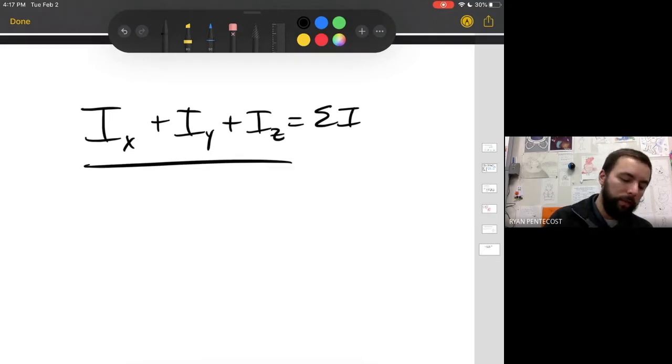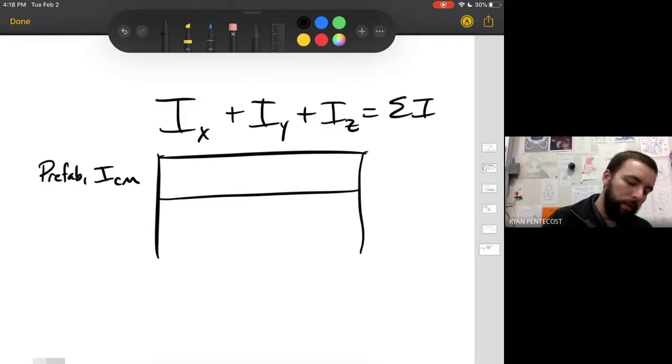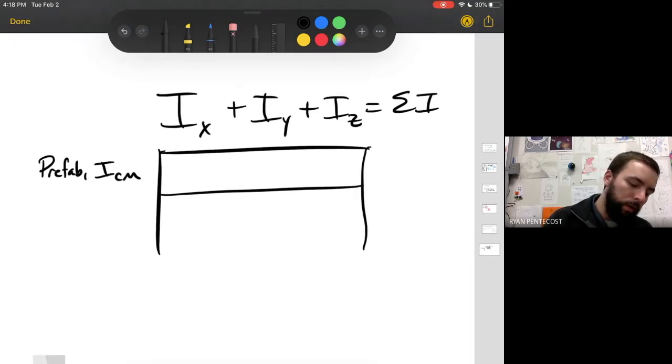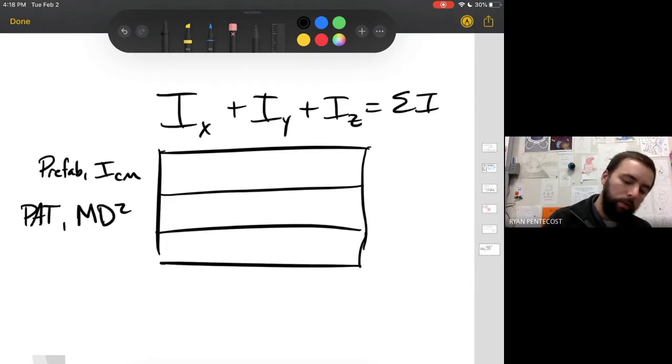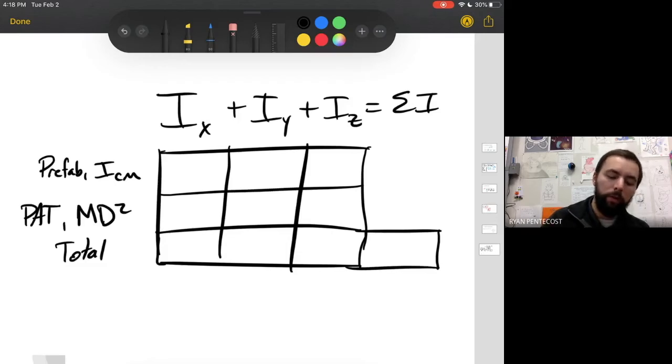So to get all of that, we are going to first need the prefab. That's really your moment of inertia from the center of mass, right? Then we need the parallel axis theorem, right? You've got the md squared. Okay, that'll go right there. Then you've got the total. You're going to add up everything in your column, put it down in the bottom, and then add the totals all up, and you will get your answer off to the side here.